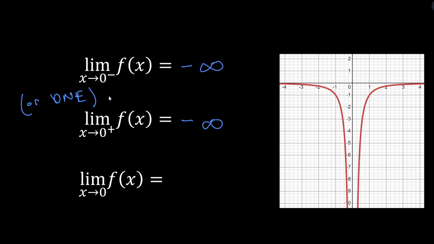Infinite limits do not exist. Finally, what can we say? Well, from the left, we get smaller and smaller. From the right, smaller and smaller forever. So since it's consistent, we can write negative infinity. And again, we could also say or DNE.